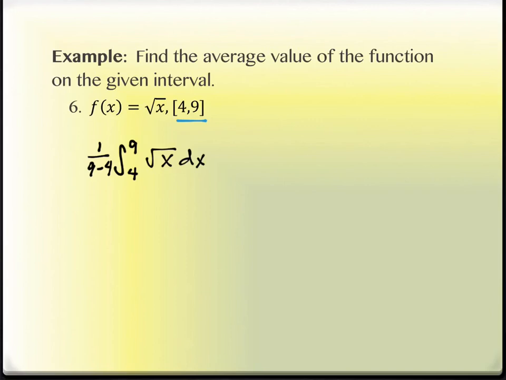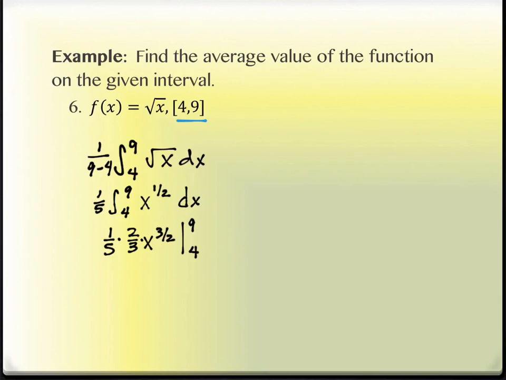Now, of course, square roots are not particularly friendly to do antiderivatives for. A friendlier version is its power version, x to the 1/2. So, what is the antiderivative of x to the 1/2? Okay, so it's x to the 3/2. It would be dividing by 3/2, which is the same as multiplying by 2/3. And then I'm supposed to be multiplying that by 1/5 in front. And I need to evaluate that from 9 down to 4.